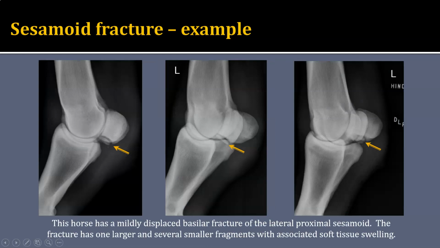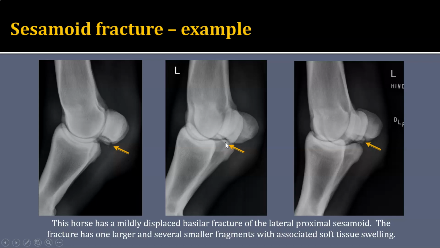Here's a patient that has a basilar fracture that is affecting the lateral proximal sesamoid. On the lateral view, we can clearly see a large fragment and probably a couple other smaller fragments. It's going to be hard to determine which sesamoid this is associated with. There is soft tissue swelling along the palmar aspect here, it's the hind limb, so the plantar aspect.